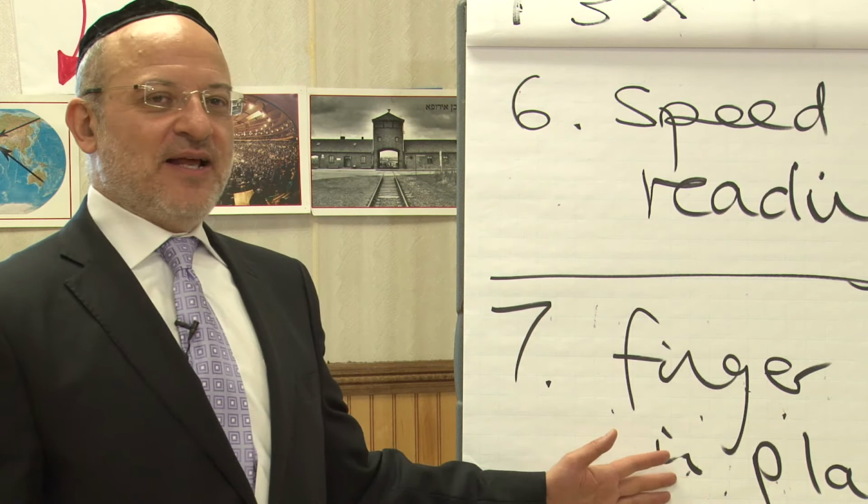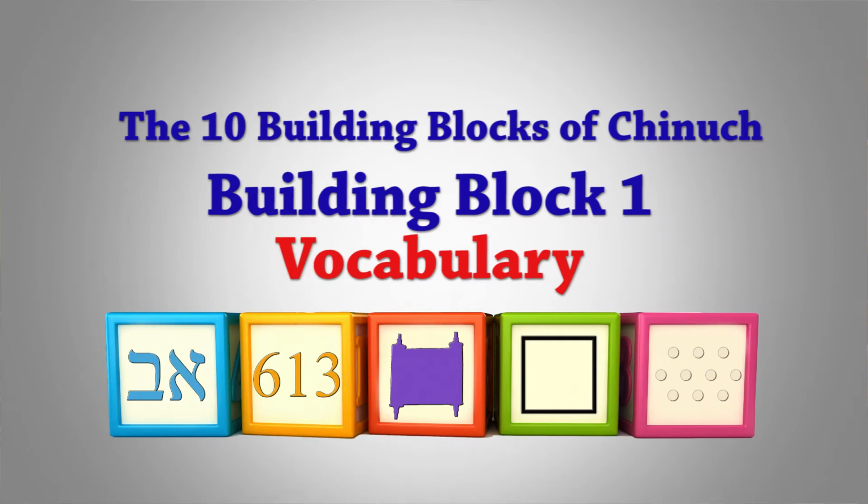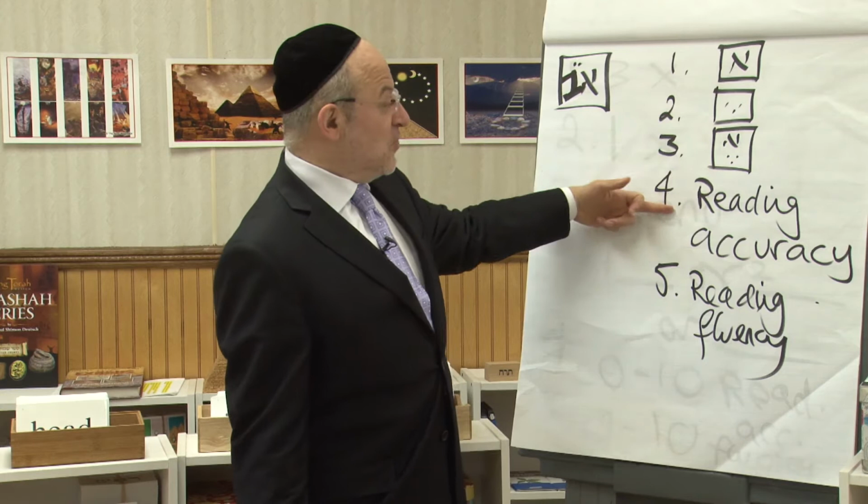These are the six steps. Seventh is really like a bonus, if you want to call it, but these are the six essential steps for teaching children to self-remediate, to correct themselves. Okay, so we're now up to number six of building block number one. So that's 1.6. We've covered tzuras ha'os, nekudos, blending, reading accuracy, number four, reading fluency, number five. Now we're up to number six. Number six is vocabulary.